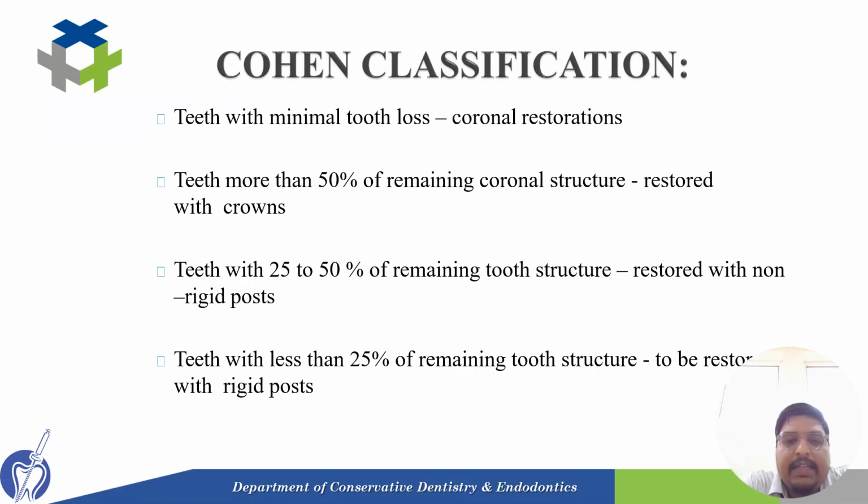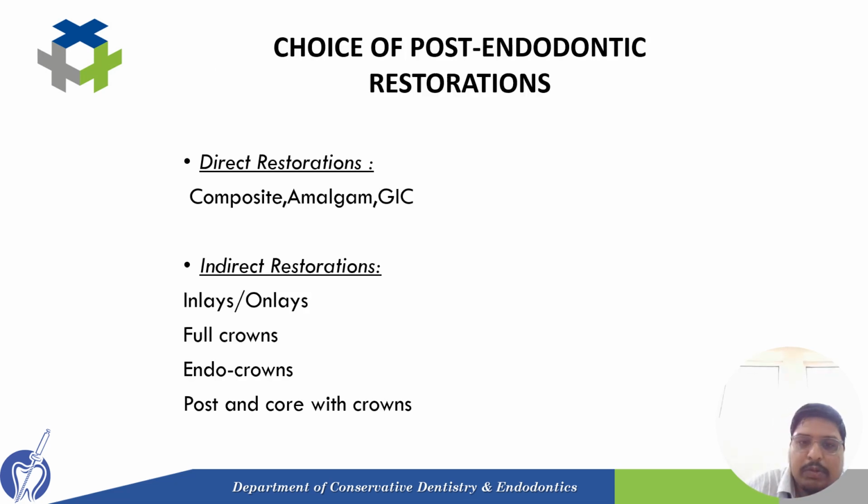Kogan classification: teeth with minimal tooth loss, coronal restoration; teeth with more than 50% remaining coronal structure restored with crowns; teeth with 25 to 50% of remaining tooth structure restored with a non-rigid post; teeth with less than 25% of remaining tooth structure to be restored with a rigid post.